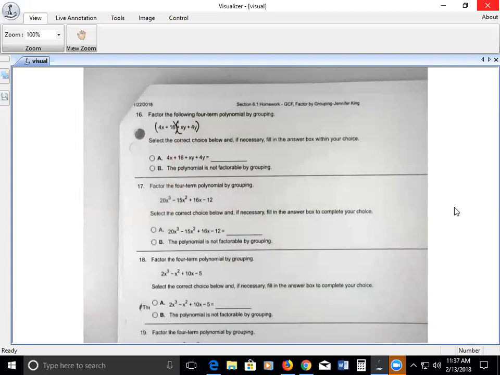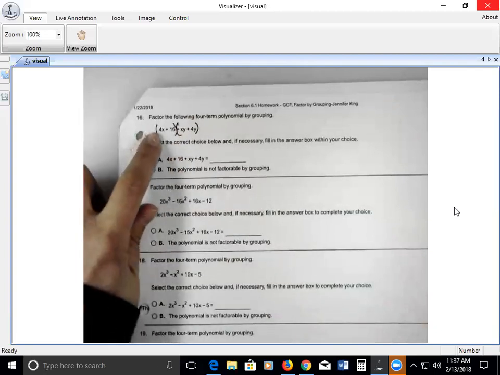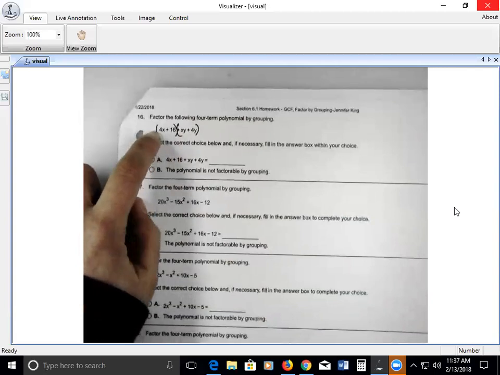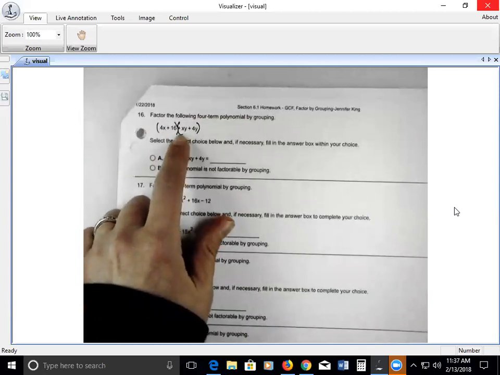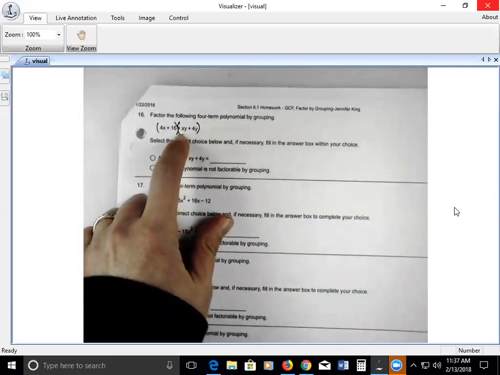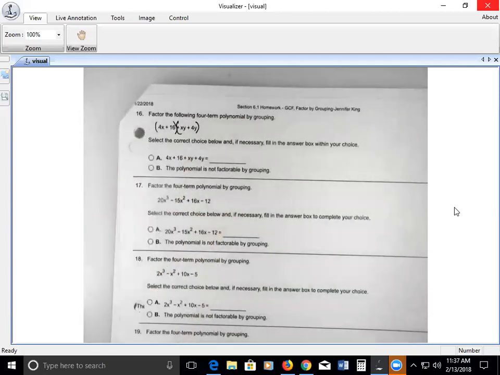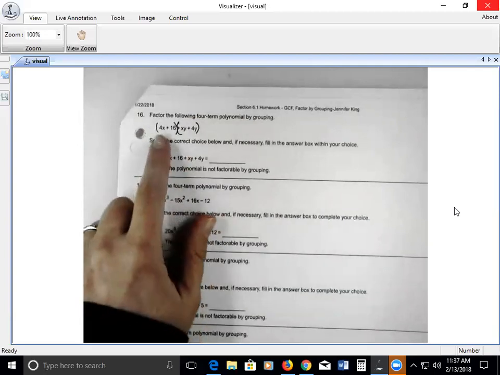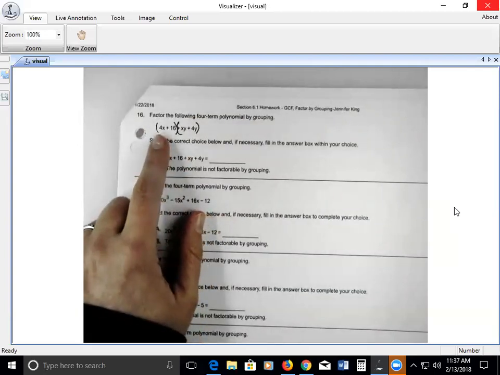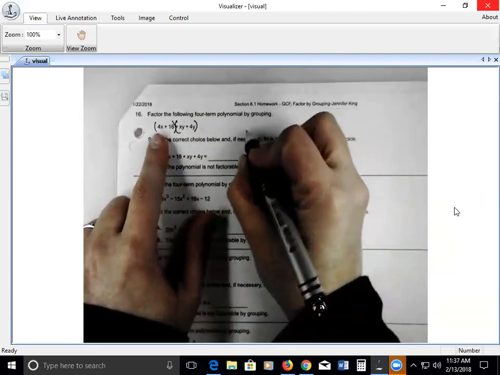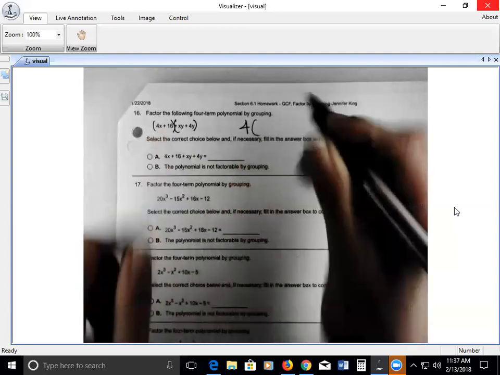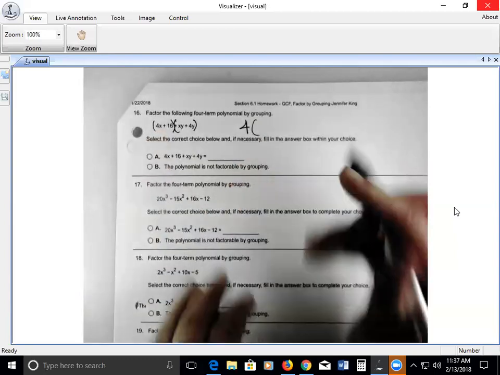Notice here that the value in the first position is positive in the first set of grouping. The value in the second grouping is also positive. So are we going to need to extract a -1 in this situation? No. No negative needs to be extracted. What is common between 4x and 16? 4. What's your remainder? X plus 4.